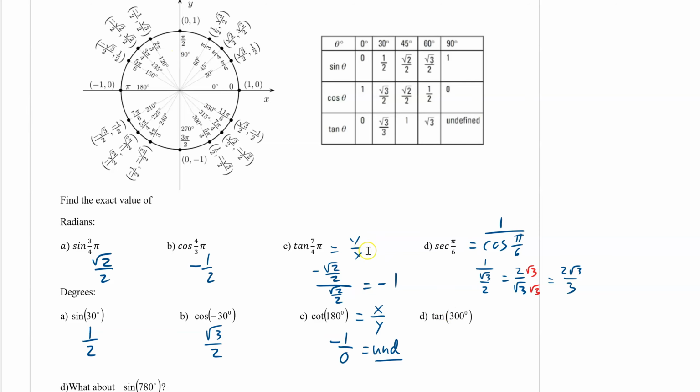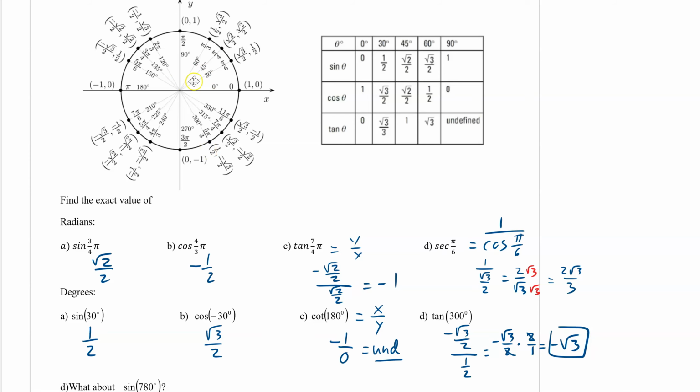What about tangent of 300? So we go to 300. Tangent again is y over x. So negative rad 3 over 2 over 1 half. And then this would be negative rad 3 over 2 times, and you flip it. Cancel, cancel. Negative radical 3. And there you have it.